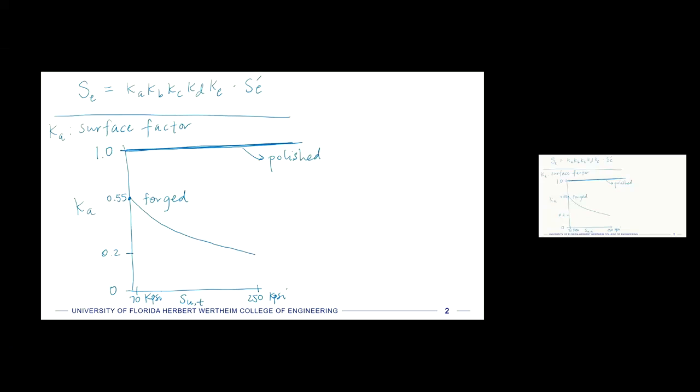So great, if we don't want this surface factor to drop our endurance limit, we just have to pay a lot more to get the part finished appropriately. If you have a ground finish, which is a little bit more common, you can get about 0.9 for the lower strength materials. And then as you get to higher strength materials, it drops off a little bit, but not much. So that's good.